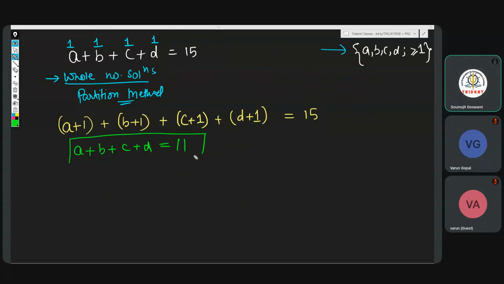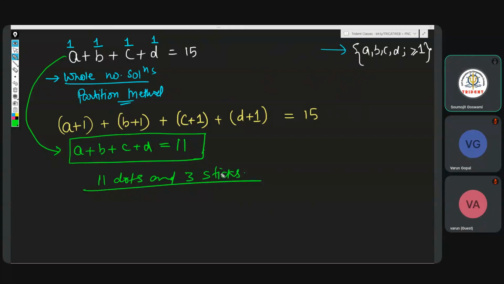Now, why is this process important? Because now that we have transformed the equation, we don't have to think about a different method for natural number solutions. Now I can just simply employ my tactics. So I put 11 dots and 3 sticks, and all whole number possibilities are there. So you will get some values. You will get the values of a, b, c, d.